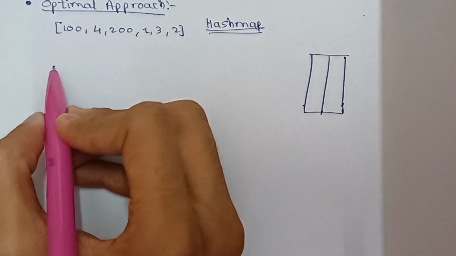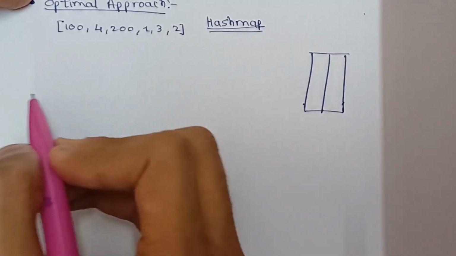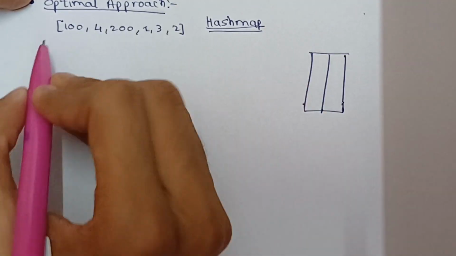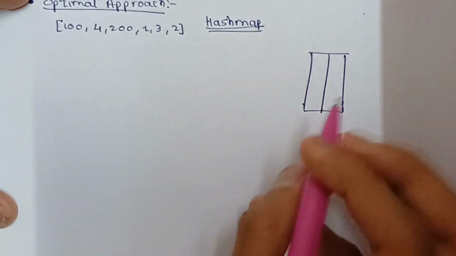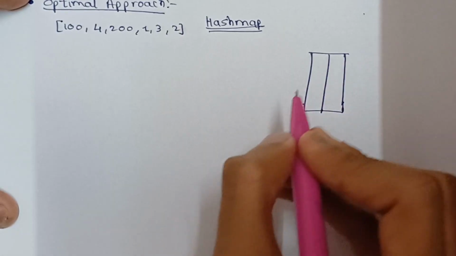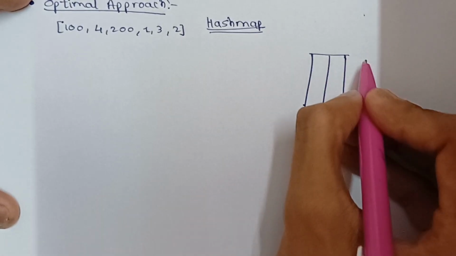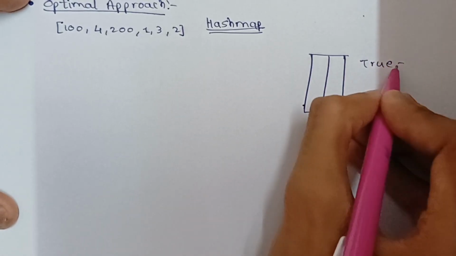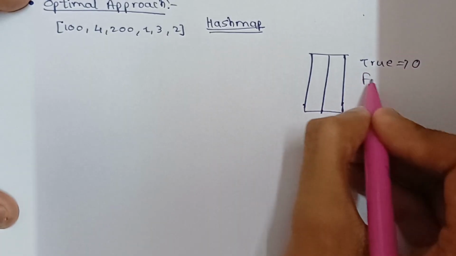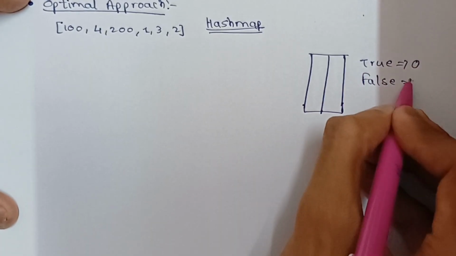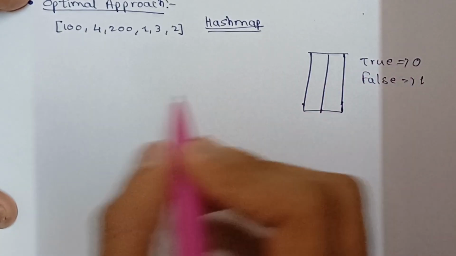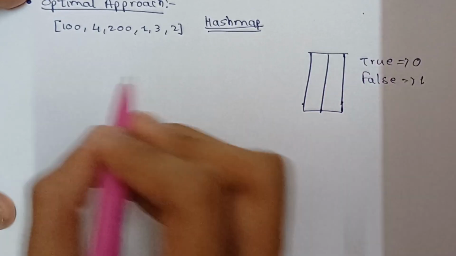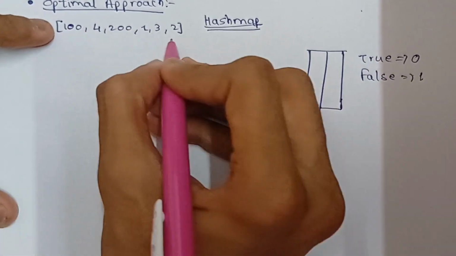To traverse again and again with a for loop would take a lot of time complexity, so we are using a hash map. We will put all these elements in the hash map, and we will put their values as true or false. We can use 0 for true and 1 for false, or you can flip it for your convenience. I am using true and false here.